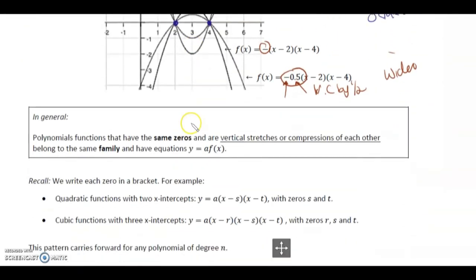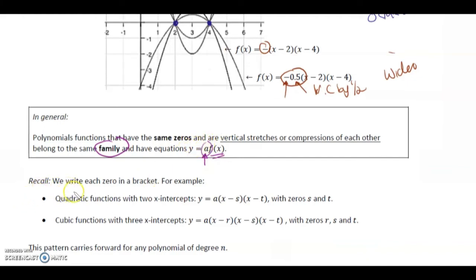Okay, so in general, polynomial functions that have the same zeros and are simply vertical stretches or compressions of one another belong to the same family. And they have equations in the form y = a f(x). So you'll take whatever equation it is and assign some a to it, and those a's are going to be different. Those are all part of one family.